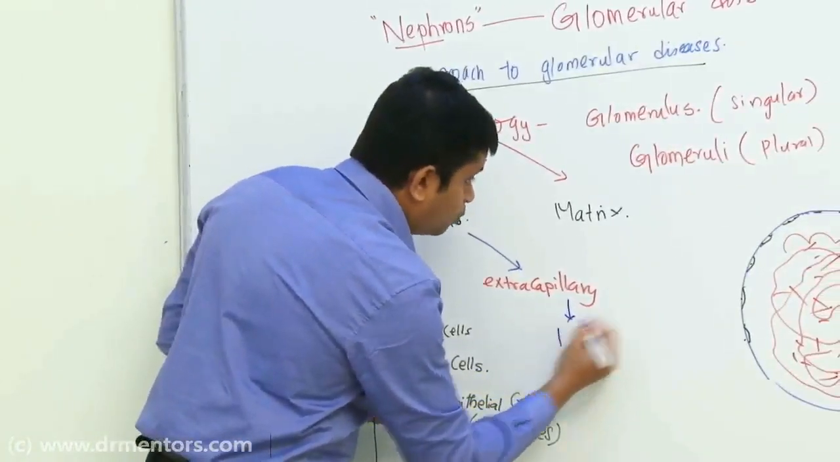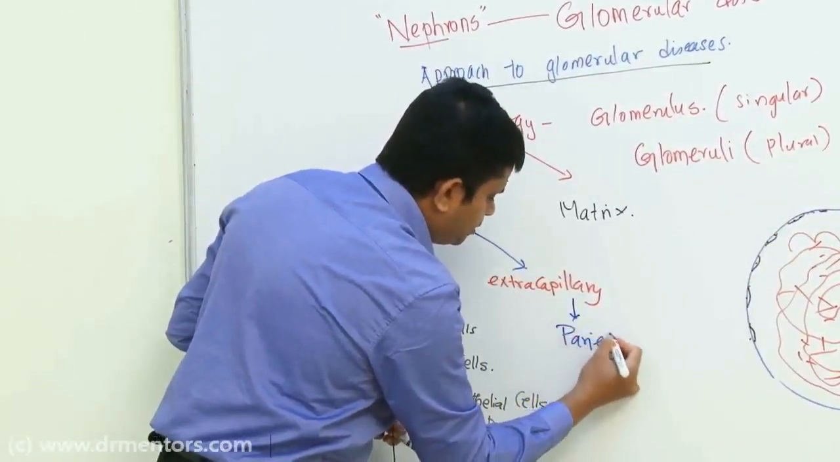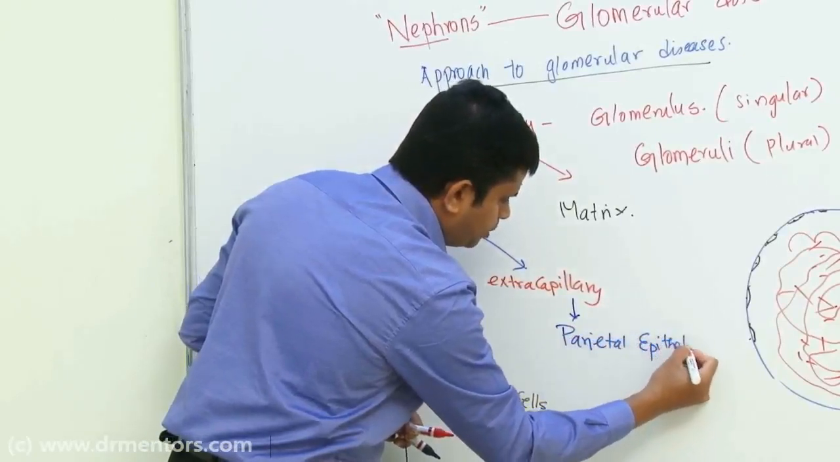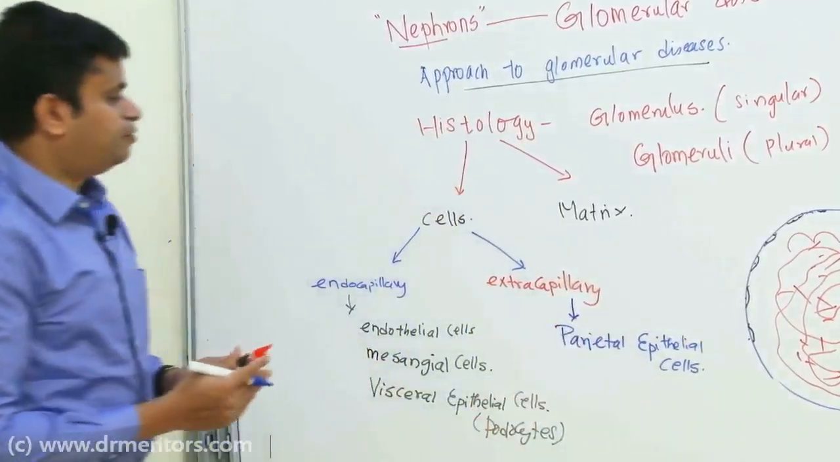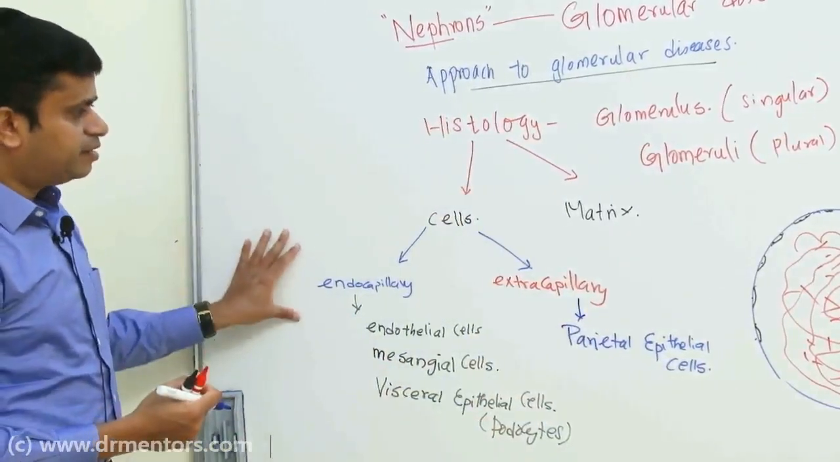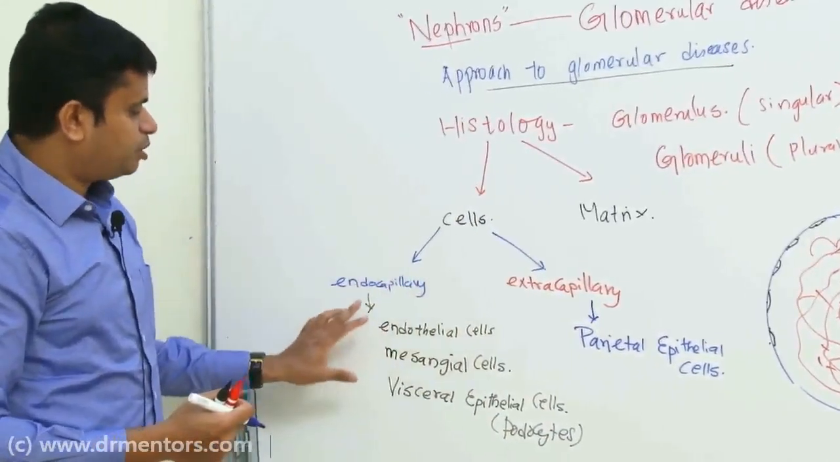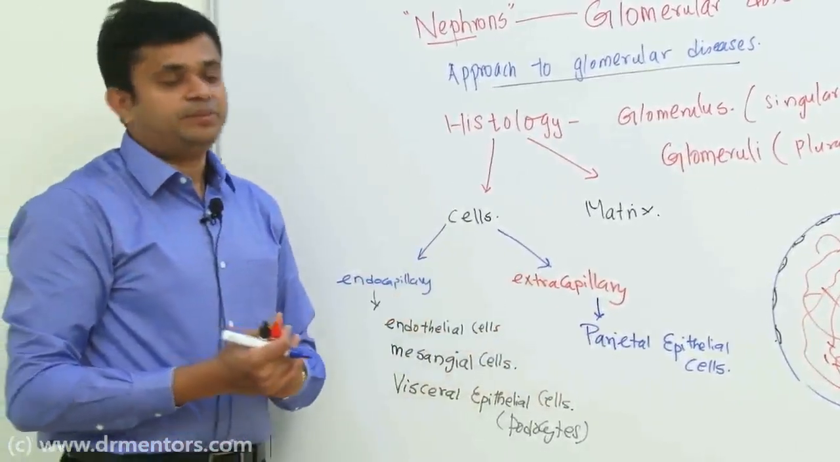In the extracapillary region, there is only one cell. I told you that cell is called the parietal epithelial cell. So now we have a basic idea. Any cells in your glomerulus can be classified as endocapillary or extracapillary. Endocapillary are endothelium, mesangial cells and podocytes. Extracapillary we have parietal epithelial cells.